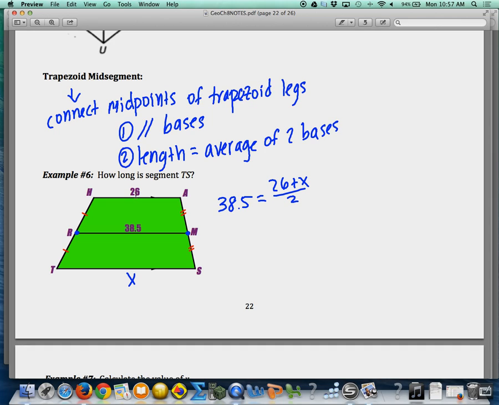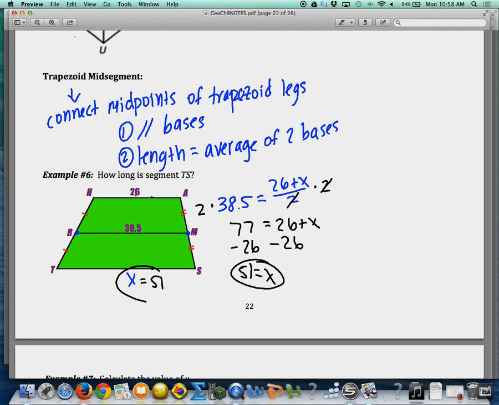Colleen? Yeah. Inverse of dividing by 2 is to multiply by 2. So dividing by 2 and multiplying by 2 cancel. So I get 26 plus X. 38.5, I believe, is 77. Subtract 26, subtract 26. So I think I get 51. So our segment TS equals 51.